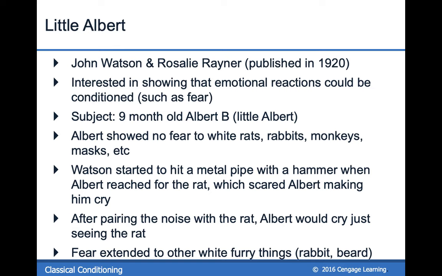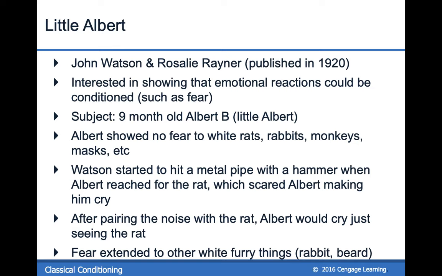And so they found a baby, a 9-month-old little child named Albert B. And so they nicknamed him Little Albert. What they did is they showed Albert a series of small animals, including white rats, rabbits, monkeys, masks, things like that. And he showed no fear. Naturally curious little children, they're not afraid of these things.